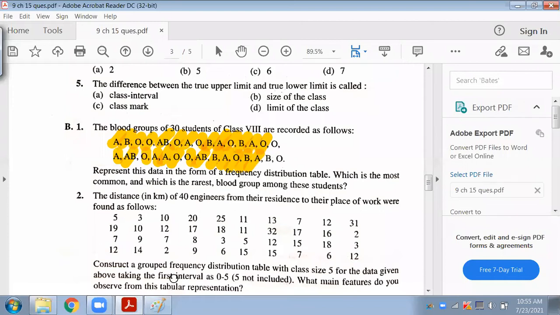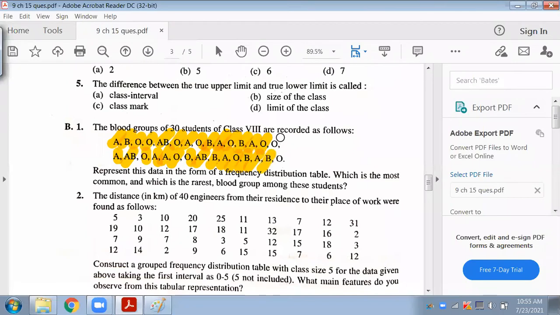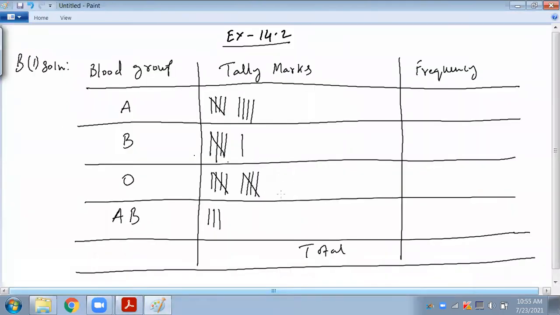Next, B. Separate. After 5, the next set you'll put a gap and then start. And again 2 more O, so cut both of them and put it near O.